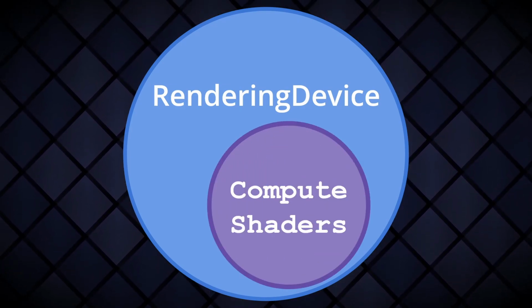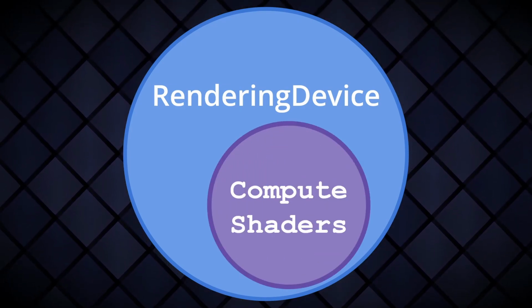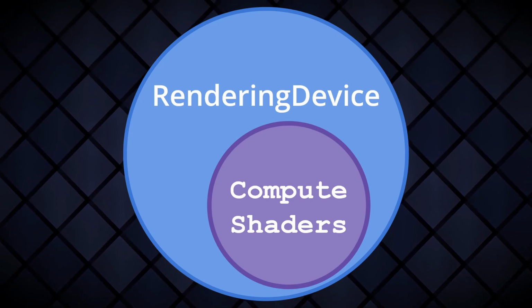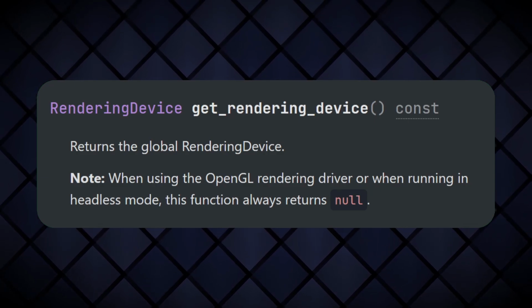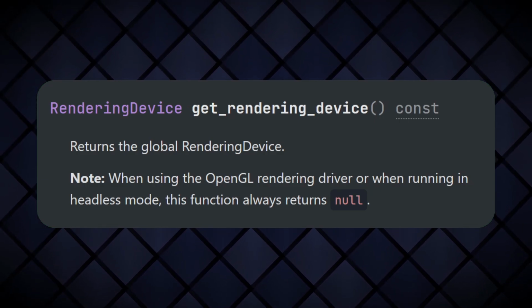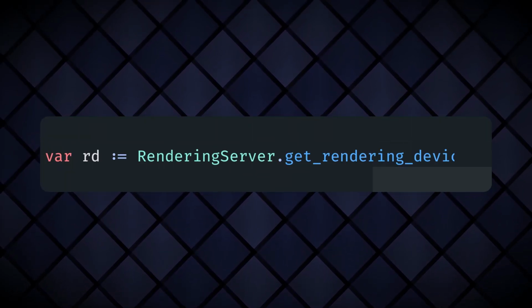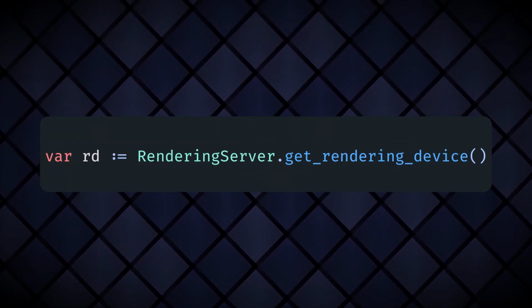So, in Godot, the compute shader API is all just a subset of the rendering device API. This API is typically meant for more experienced programmers, but whether you're experienced or not, you'll have to brace through it in order to use compute shaders. To get access to it, call RenderingServer.get_rendering_device. I'd recommend storing this in a variable because it is quite a mouthful. So from now on, whenever you see lowercase rd, just remember it's a global rendering device.